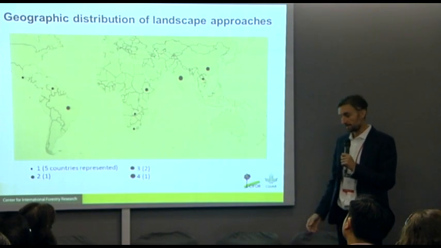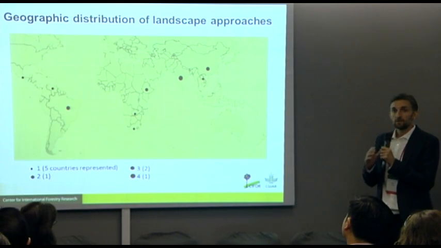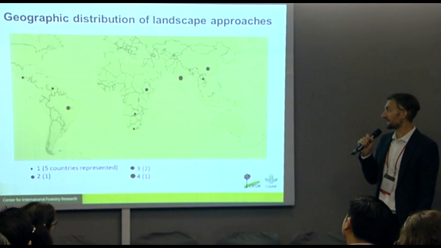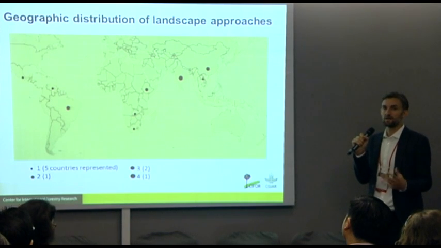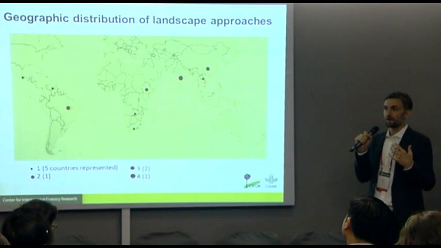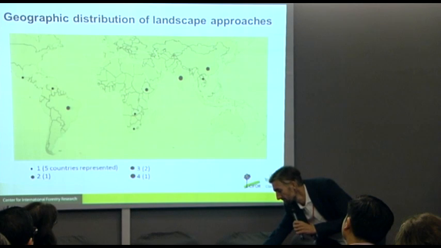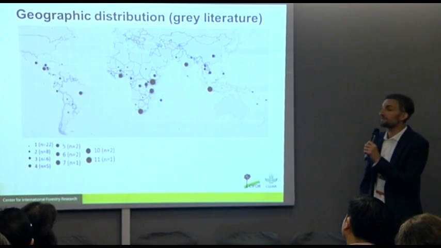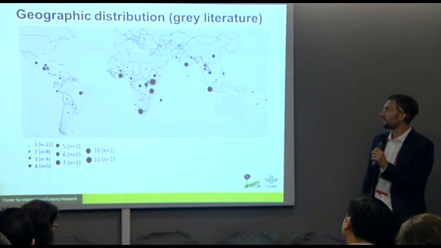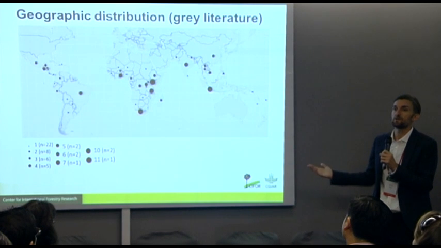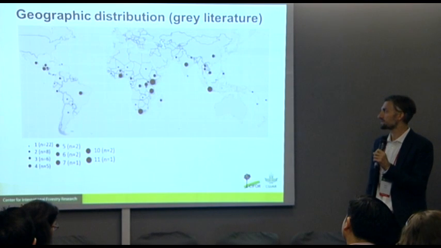So then moving on to the implementation of landscape approaches, we actually found very few within the peer-reviewed literature of landscape approaches within the tropics. A total number of 24 case studies, and a lot of these weren't labelled as landscape approaches, but they seemed to show a lot of the characteristics we would expect of a landscape approach. Encouragingly, we found a lot more from the grey literature, so 150 case studies across the tropics. But a lot of these documents are non-published, and also a lot of them were pilot studies or action plans for implementation.